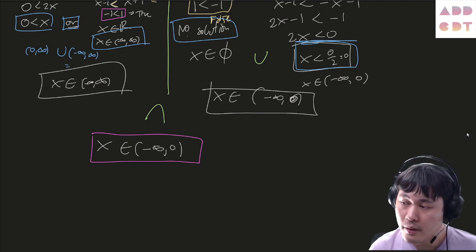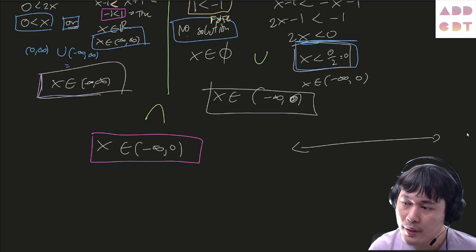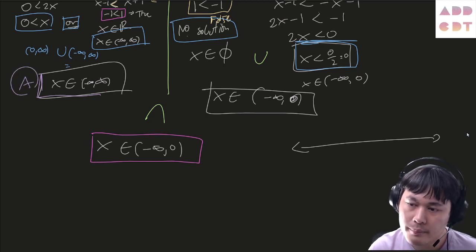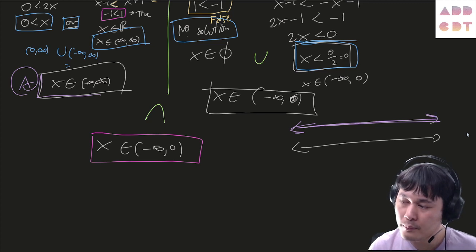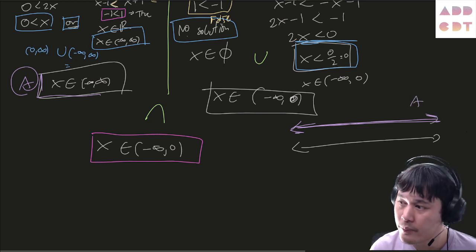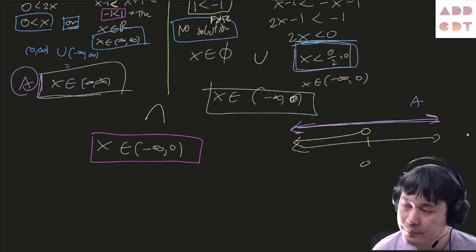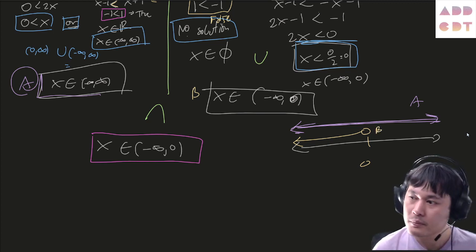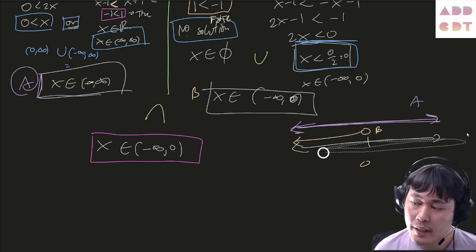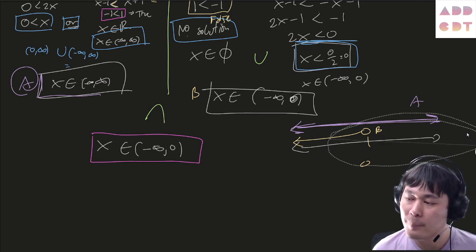If you write in the set notation, like this, the left one, let's say it's A. It's the whole line. That's the first solution. The second solution is only from 0 to infinity. Let's say that's B. Now we are looking for a number x that is on both sets and it's on both lines.